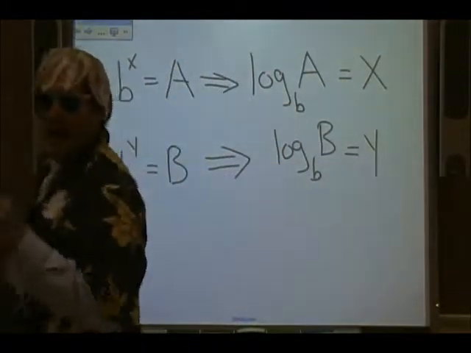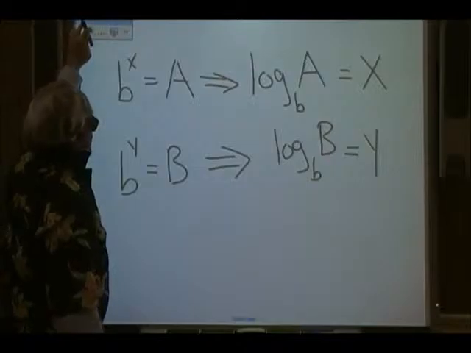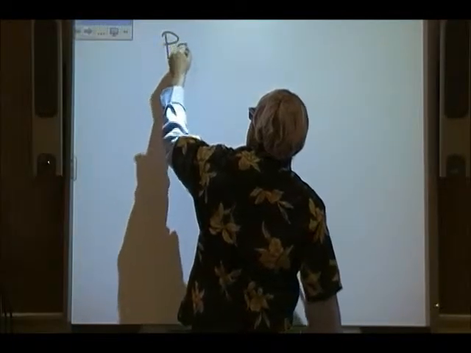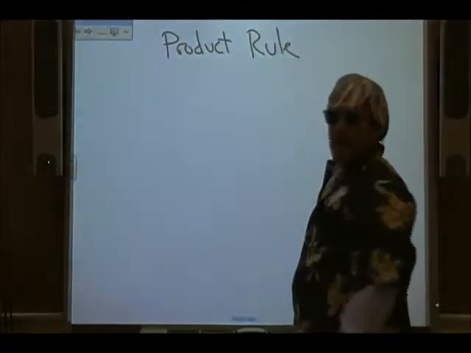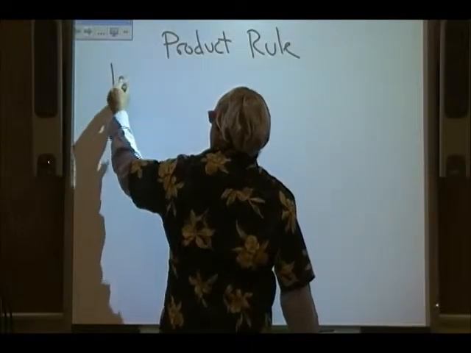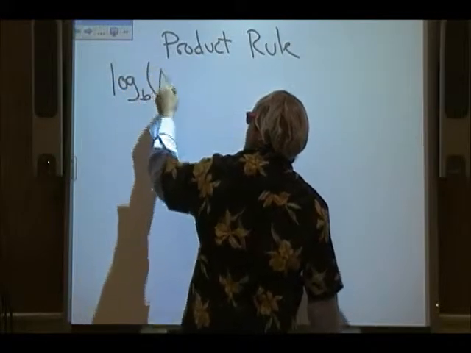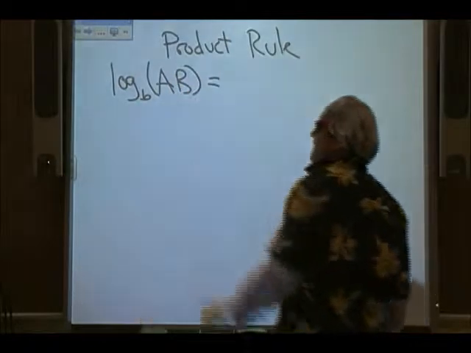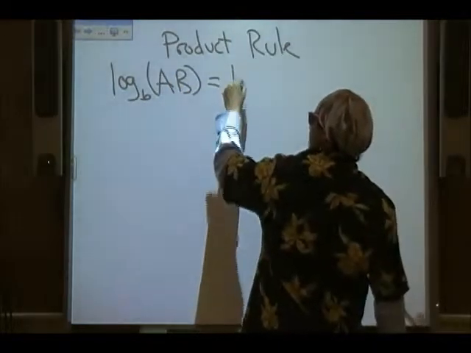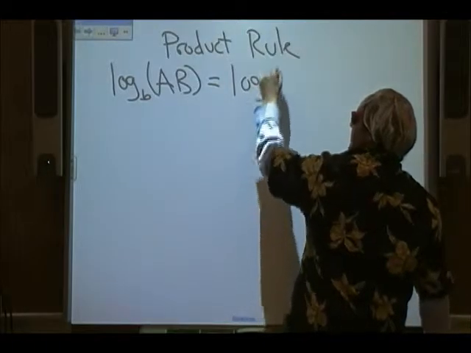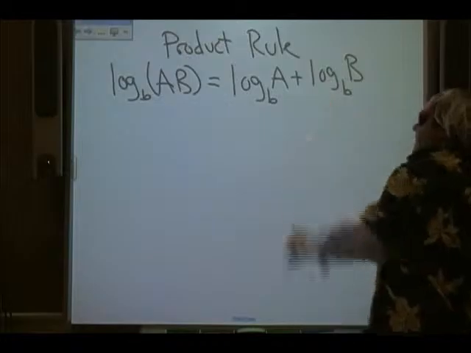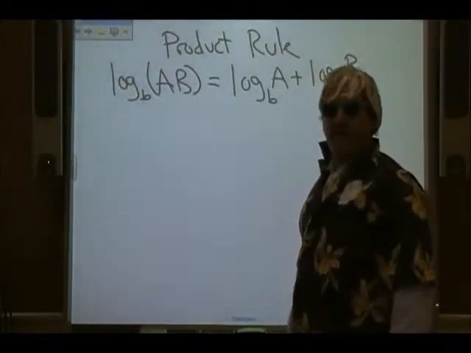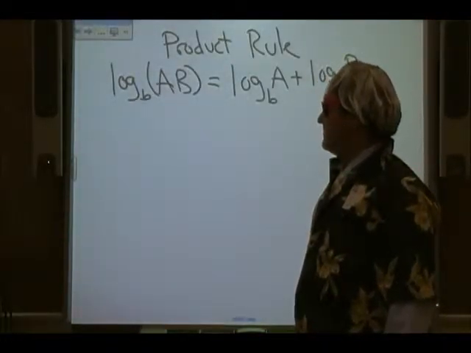Okay? Now, the first rule is the product rule. And the product rule says, if I take the log of base b of ab, I get the log in base b of a and the log in base b of b. Now, let's see why that is.